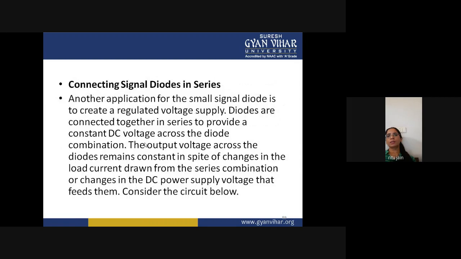Connecting signal diodes in series, another application for the small signal diode is to create a regulated voltage supply. So diodes are connected together in series to provide a constant DC voltage across the diode combination. The output voltage across the diodes remains constant in spite of changes in the load current drawn from the series combination, because current will always be the same when you are connecting the diodes in series, and it will provide you a constant DC voltage, despite changes in the DC power supply voltage that feeds them. Consider the circuit below.